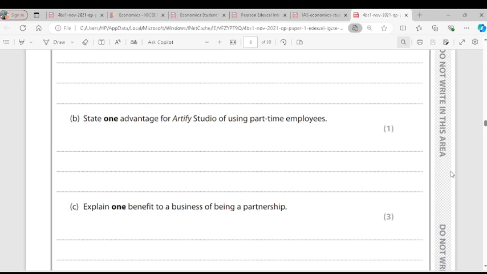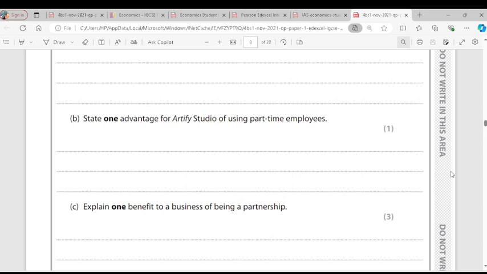So this will reduce Artify Studio expenses on wages, because it will only employ workers when they are needed. Do you get my point, or should I repeat? Part-time workers are flexible workers, which means they will only be there when the need arises.